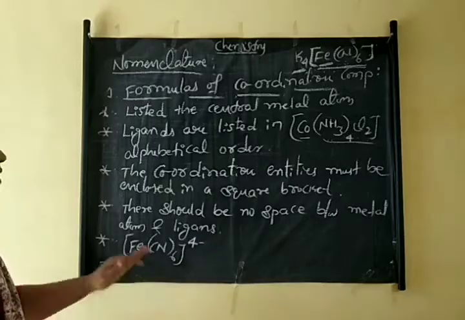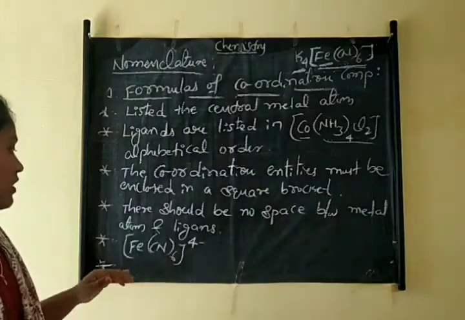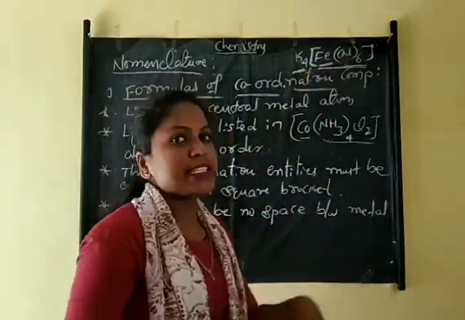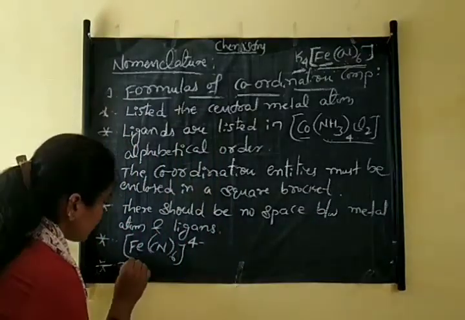So the next one is the last one. The charge of the cation is balanced by the charge of the anion. That is the last rule.